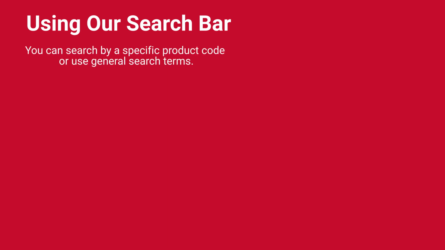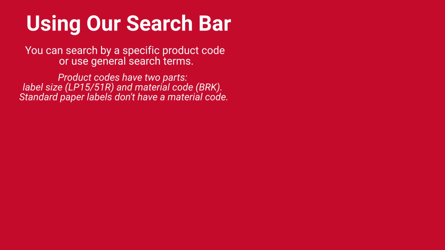Using our search bar, you can search by a specific product code or use general search terms. Product codes have two parts, a label size, like LP15/51R, and a material code, like BRK. Standard paper labels don't have a material code.